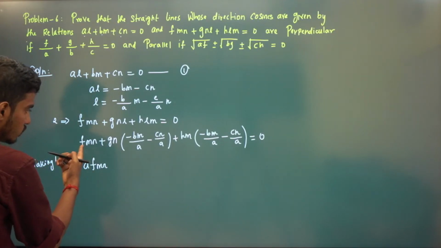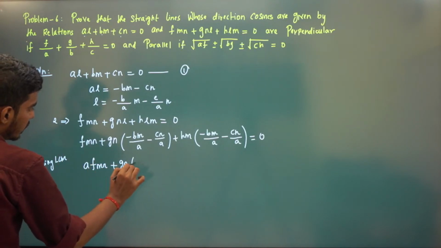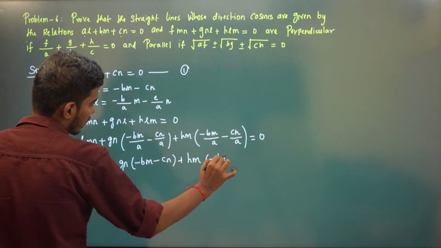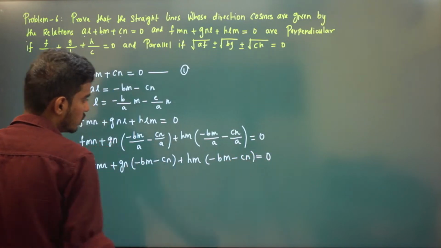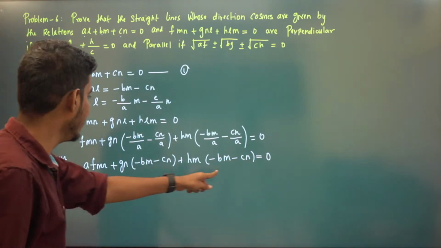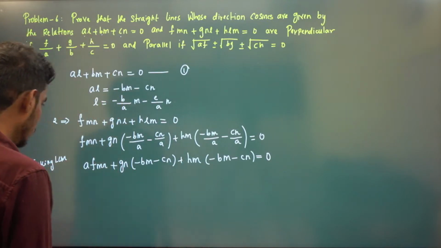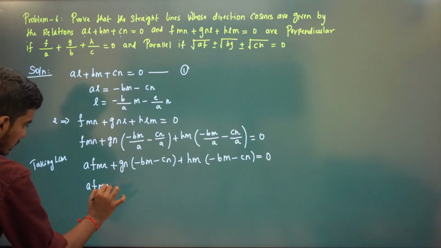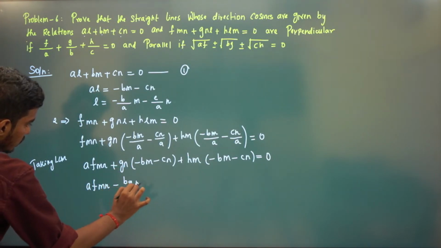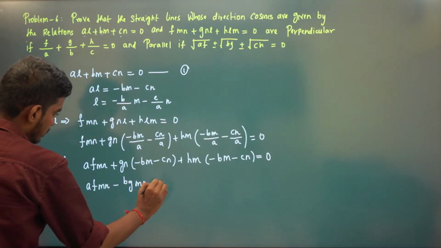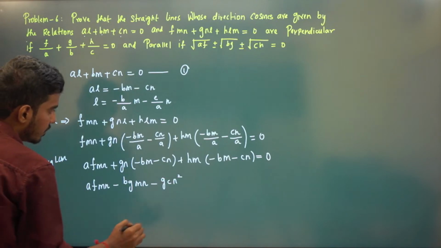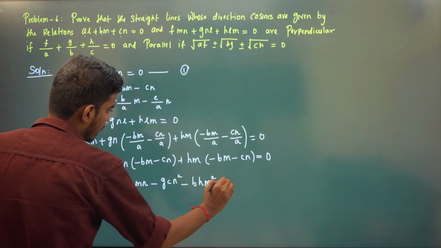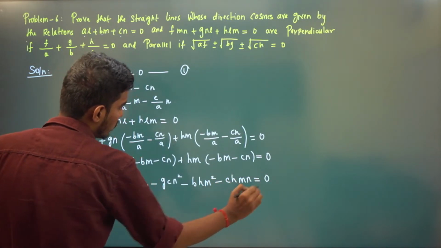So we will have A into this plus Gn into minus Bm minus Cn, plus Hm into minus Bm minus Cn is equal to 0. Right? So we will have the whole thing divided by A, take that A to that side. It will be 0. Okay, so we will have AF into Mn. So multiply this, we will have minus BG Mn minus GC n square minus BH m square minus CH Mn is equal to 0.